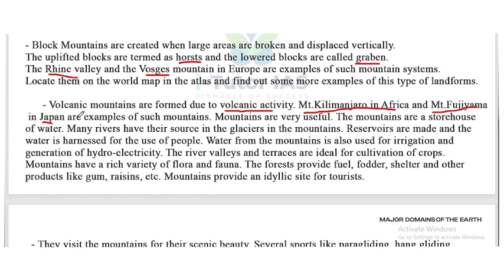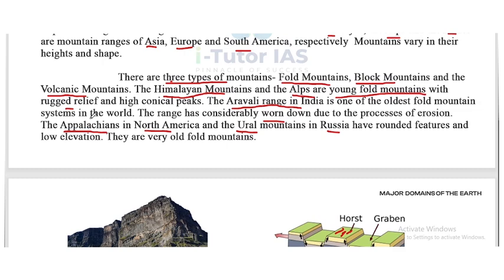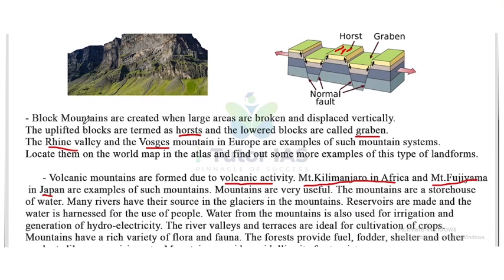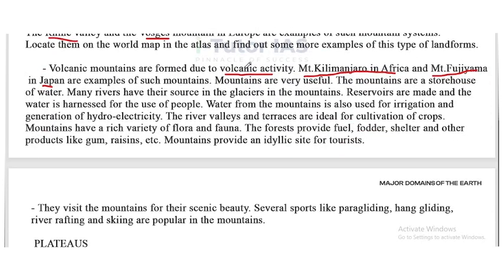First we discussed fold mountains. Examples of fold mountains are the Himalayas, Alps, Appalachians and Ural. The second one is block mountains, and examples are the Rhine Valley and the Vosges Mountains, which are seen in Europe. And the last one is volcanic mountains. The important examples are Mount Kilimanjaro in Africa and Mount Fujiyama in Japan.